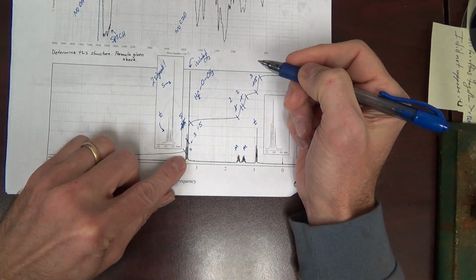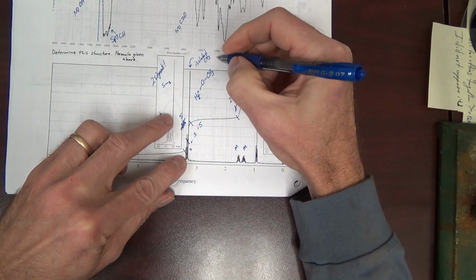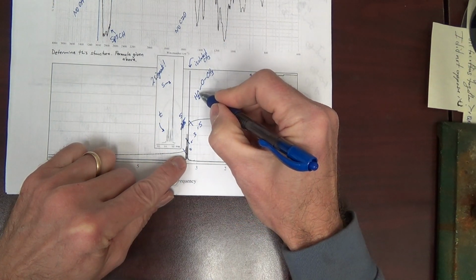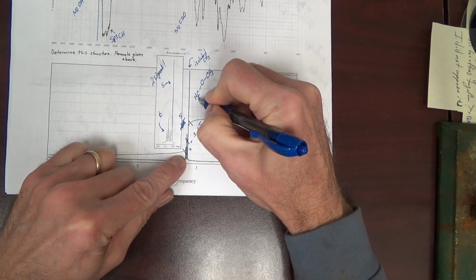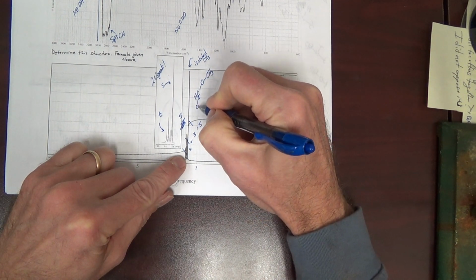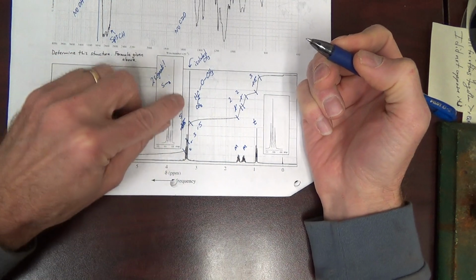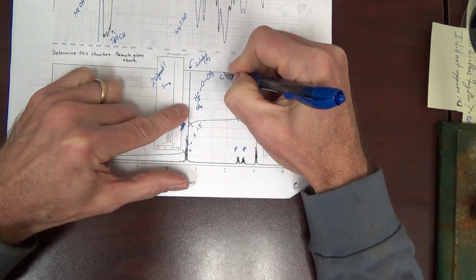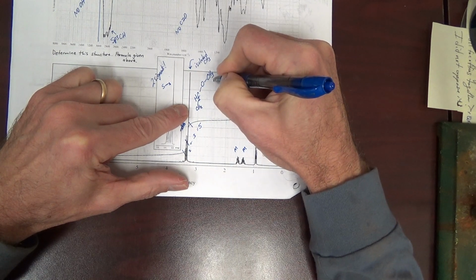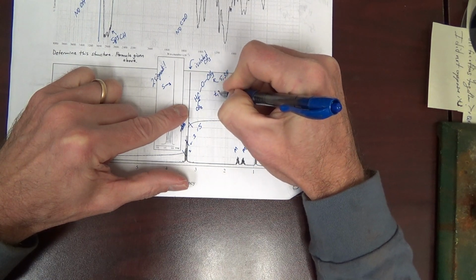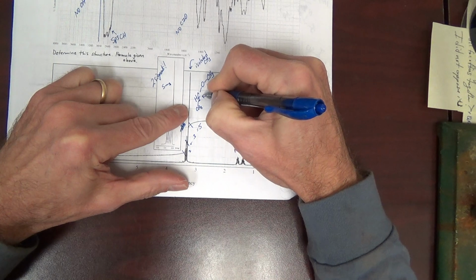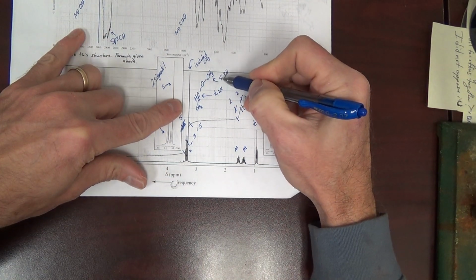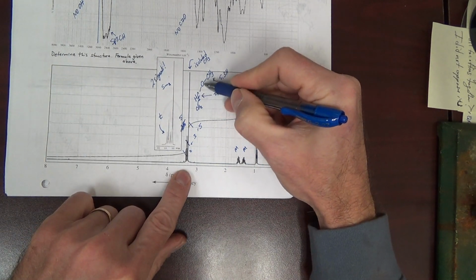But this is a triplet. What would make this a triplet? Well, bonded to another CH2. And so this is a singlet 3H. This is a triplet 2H. Both of these being downfield because they're both bonded to oxygen.